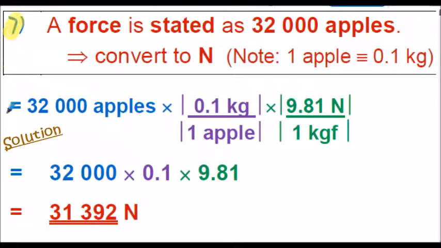Question 7 solution. We were given that a force is stated as 32,000 apples. We're asked to convert this force into newtons in the SI system, and we're informed that 1 apple is equivalent to 0.1 kilograms. So my conversion first of all is from the apples to kilograms using this unity bracket. My second conversion is the kilograms into newtons. So we end up with the unit of the newton.